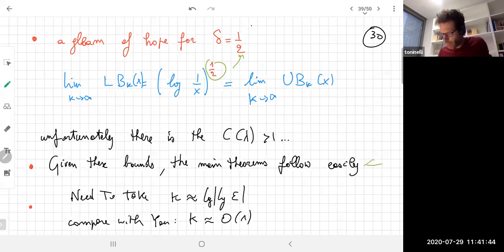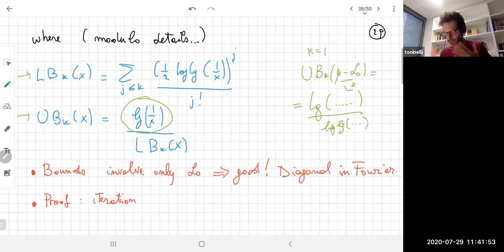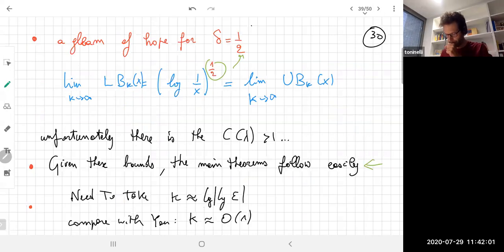As I said, given these bounds, the main theorems follow easily. I mean, why is it easy? It still requires some work, but at the end, you have just to... anyway, these bounds are very explicit in a sense. So in this sense, it follows easily.